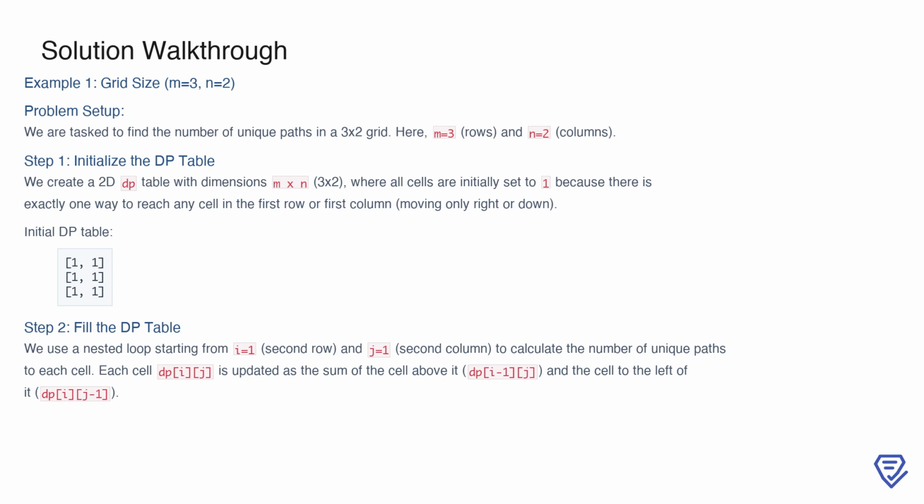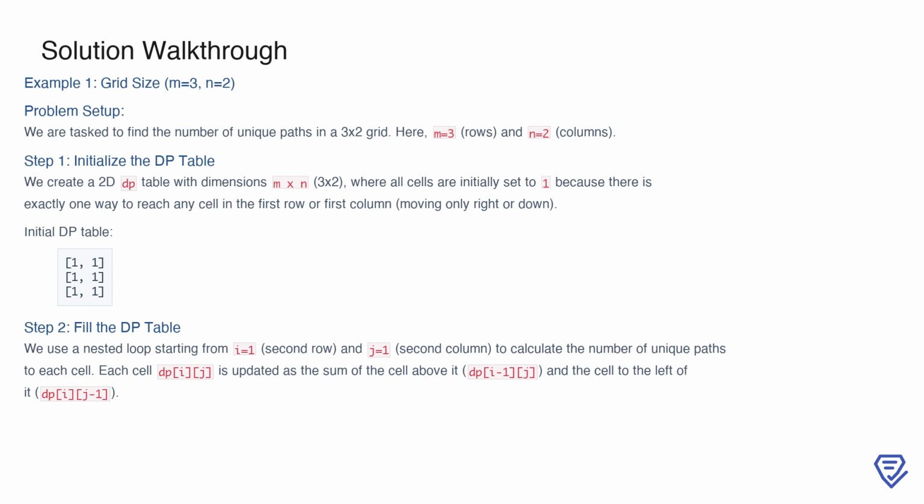To solve the problem of finding unique paths in a 3x2 grid, we start by initializing a dynamic programming table, or DP table, with dimensions 3 rows by 2 columns. Each cell in this table represents the number of unique ways to reach that cell in the grid. Initially, all cells are set to 1 because there is exactly one way to reach any cell in the first row or the first column, either by moving only right or only down. The DP table at this stage looks like this: 1, 1, 1, 1, 1, 1.